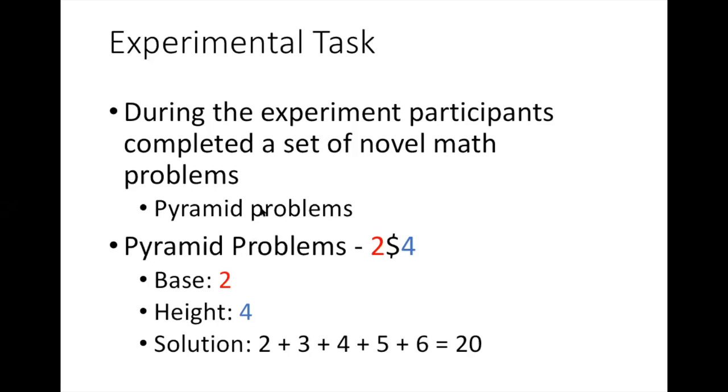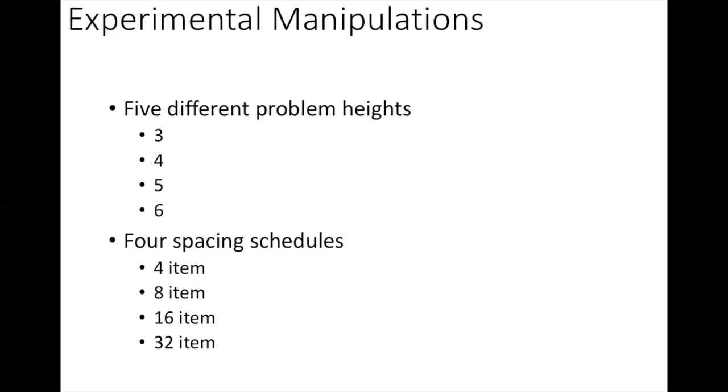In this data set, individuals completed a set of novel math problems called pyramid problems. Pyramid problems have 2 parts. There's a base outlined here in red and a height outlined here in blue. The base of the problem refers to the starting point, and the height refers to how many numbers past the base have to be added to the base. So an example here, 2, 4 means that individuals have to add 2, 3, 4, 5, 6 for a solution of 20.